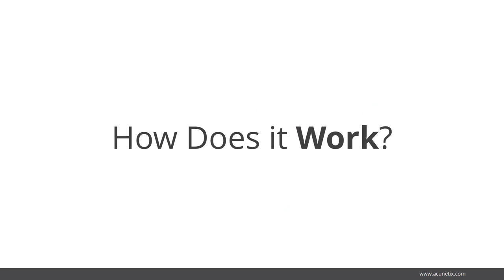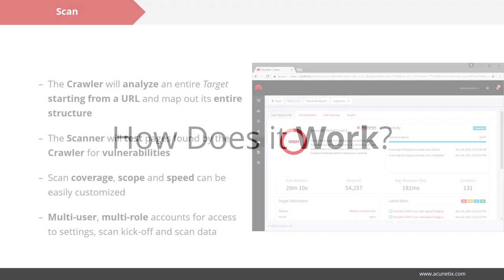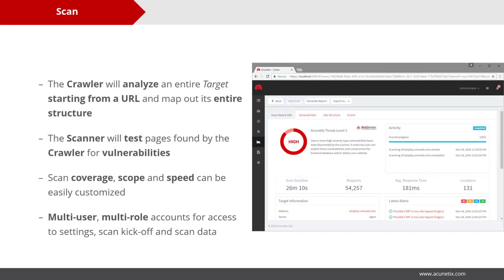The automated security testing and vulnerability management process for most organizations is split up into 4 major stages. The first stage is scanning. In order to properly scan a website or web application, it needs to be crawled first. The Acunetix crawler analyzes the entire structure of a web application by looking for links and inputs.